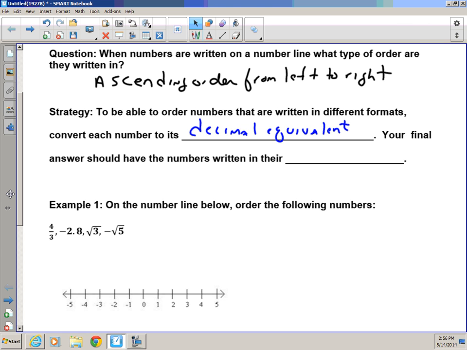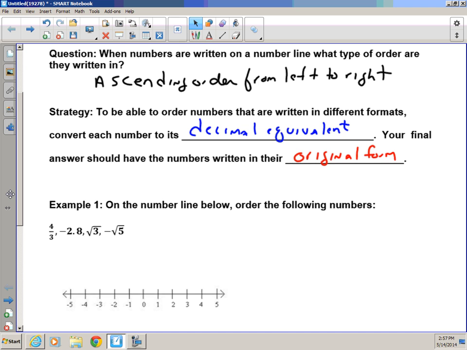As we've talked about throughout this unit, if a number is irrational, like the square root of 2 or the square root of 3, there is no fractional equivalent I can put it into that is two integers. Okay? Your final answer should have numbers written in their original form. Okay? So let's go through some examples.